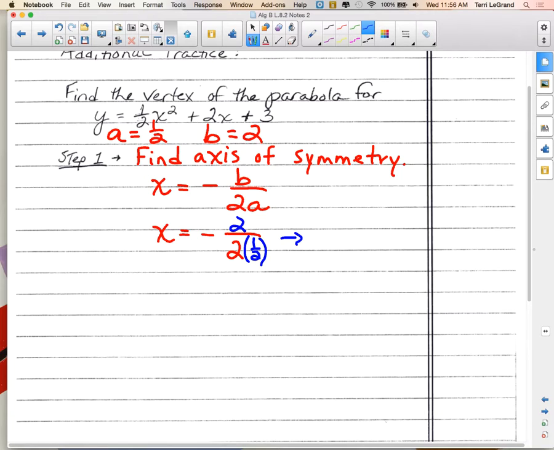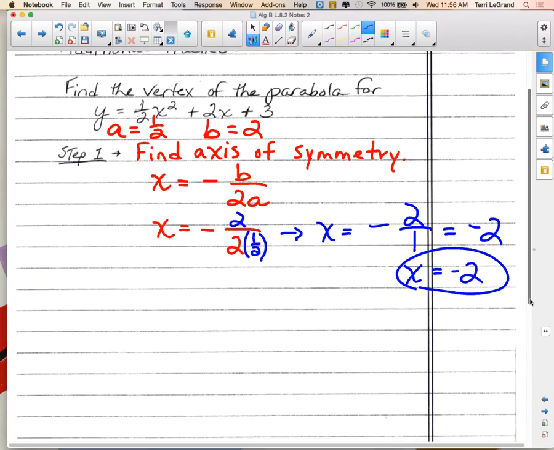So now we're going to have x equals the opposite of 2 over 1, because 2 times a half, or a half of 2, is 1. And 2 over 1 is 2. And the opposite of 2 is -2. So x equals -2 is our axis of symmetry. Step 1 answer: axis of symmetry in equations.